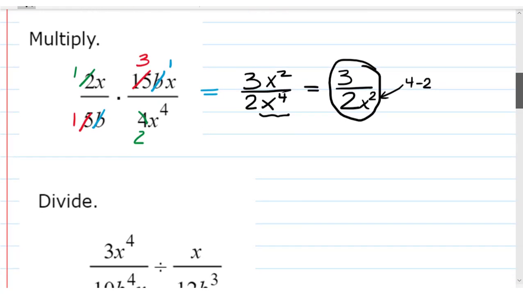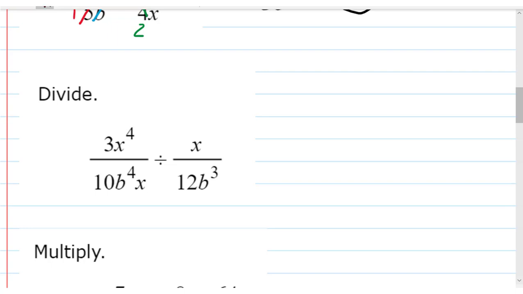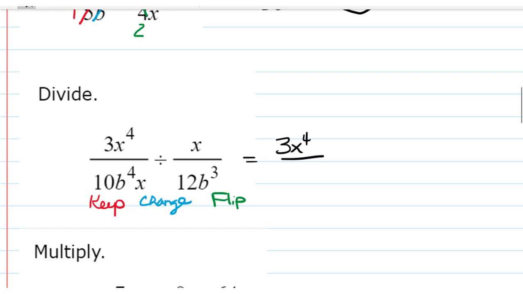Next, we're going to do a division problem, which is really going to turn into a multiplication problem because we're going to apply the idea of keep, change, flip. So I'm going to rewrite this exercise as 3x to the 4th over 10b to the 4th x, keeping that the same, change the division to multiplication, and then flip, finding the reciprocal of the second fraction, the second rational expression. All right, now let's see if we can reduce a bit before we go ahead and multiply across.